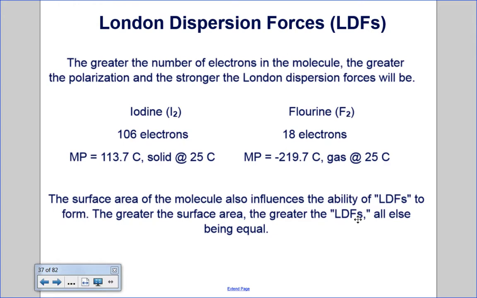Now, the ability of an atom or molecule to become polarized is called polarizability, and we may refer to that in the future. Know that that means how much a molecule can have its poles or its electrons shifted to one side or the other.